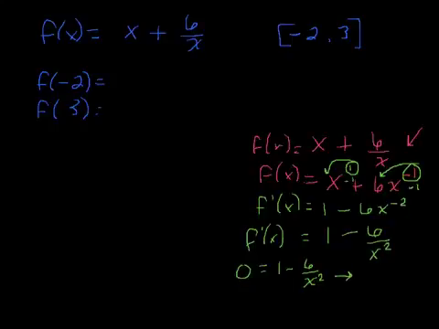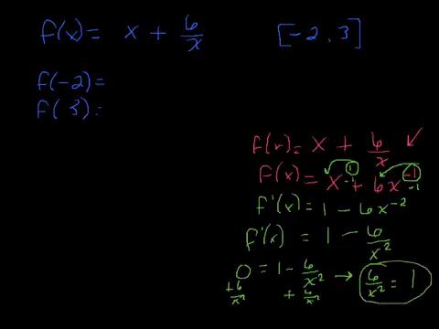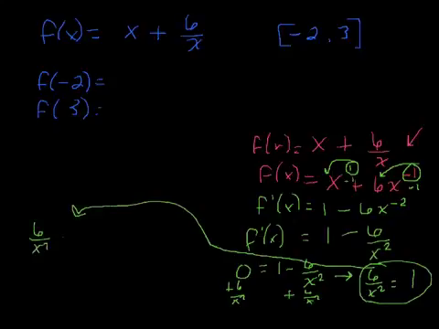I'm gonna move that 6 over x squared to the other side. So I gotta add 6 over x squared to both sides. So now I have 6 over x squared equals 1. Okay, I'm gonna pick it up. We're walking. We'll put it right there. 6 over x squared equals 1.